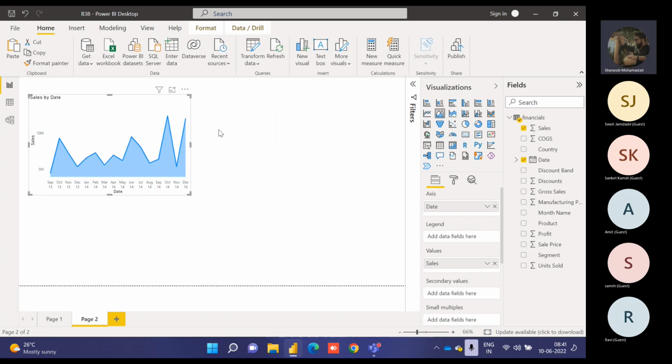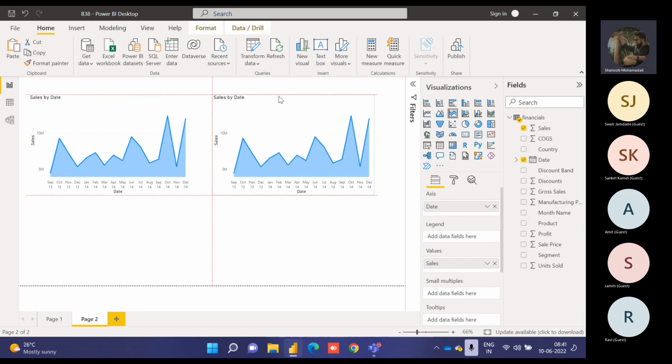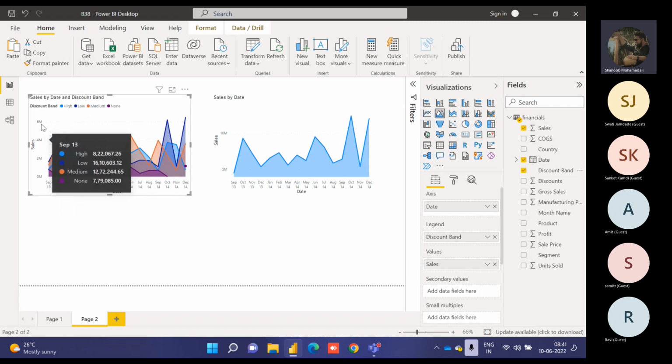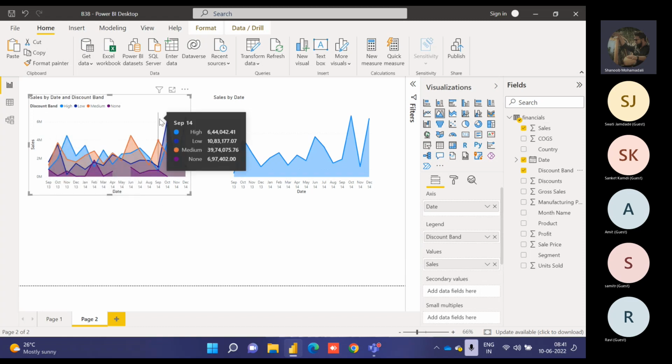Now, let's go to the next one, which is stacked area chart. What is stacked area chart? Let me tell you the difference. Let's say this is the area chart and I have the discount band as the legend. When I have the discount band as the legend, you will see that all is like one besides the other. All are clubbed into the same axis. The same way that we had clustered and stacked, we have the same in the area charts.